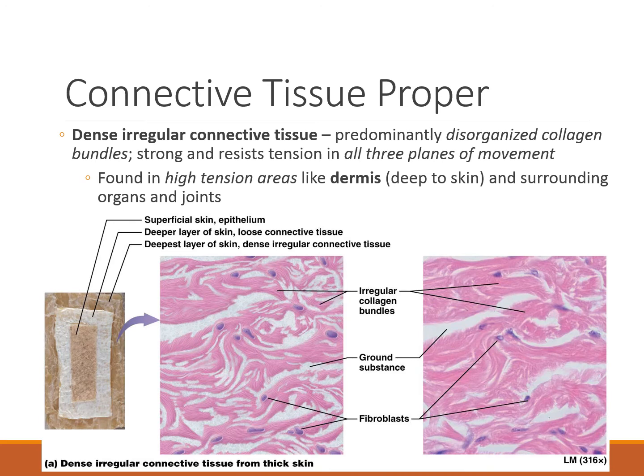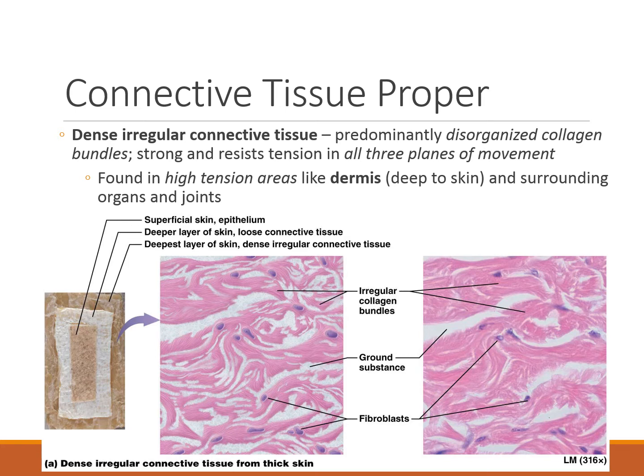Dense irregular collagenous tissue has an extracellular matrix that consists of collagen bundles arranged in three different directions. This tissue provides strength that helps the tissue resist pulling or tension in all three planes of movement. This tissue is usually found in areas where tissues get pulled in multiple directions, such as the dermis of the skin and the capsules that surround our joints.